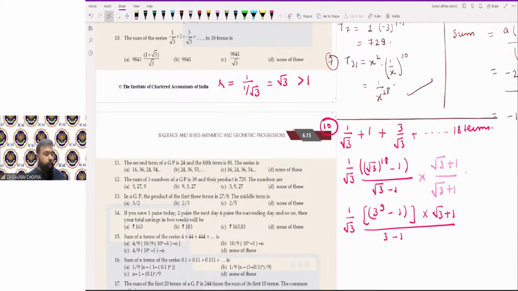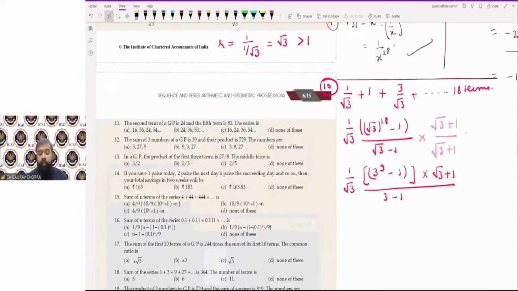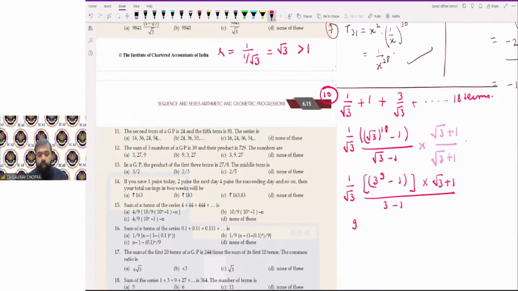Avni has given the answer option number A. Anuj has also given A. Yes. So final answer आपका जो आने वाला है that is 9841 into 1 plus √3 divided by 3. So this is your final answer.